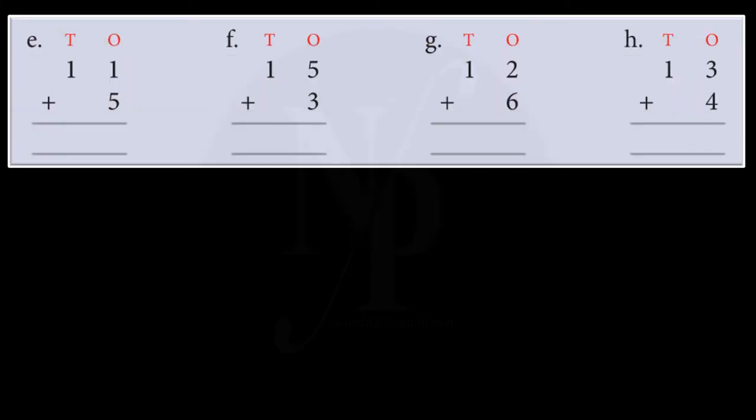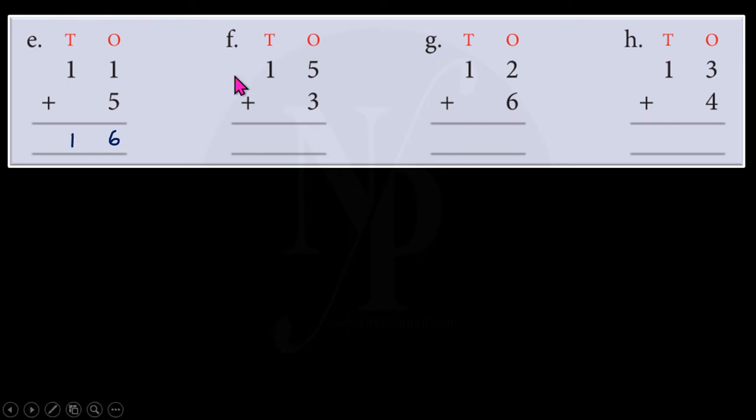Now let us move to the next question. E. Here we have 11 plus 5. Let us add 1 and 5 in ones place. So 1 plus 5 is 6. On adding 1 to any number we get the next number. Therefore it will be 6. Here we have 1 and there is no number, which is 0. So we can add 1 and 0 and we will get 1 here. 1 plus 0 is 1.